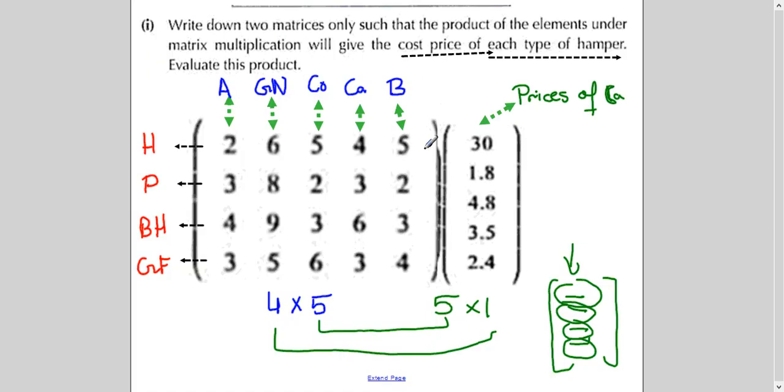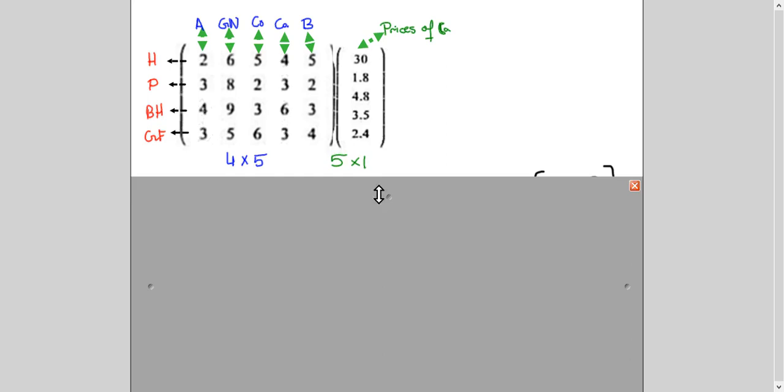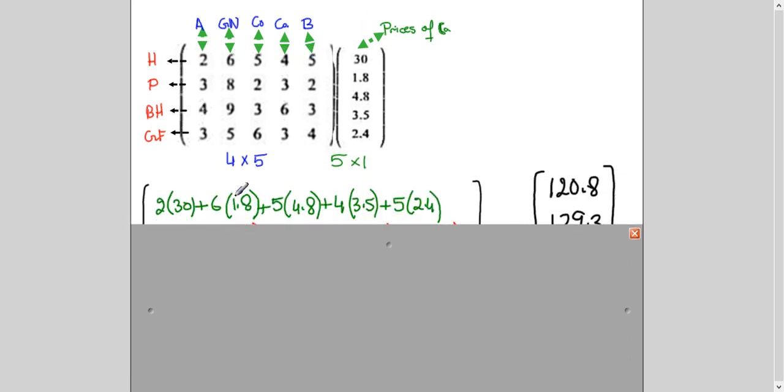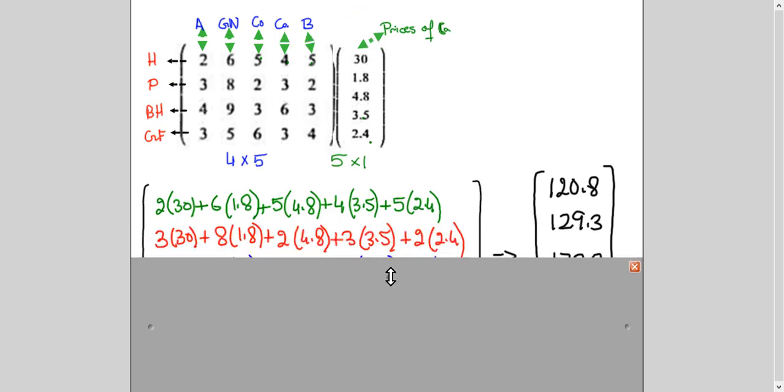Okay. Now the next part of the question is saying evaluate this product. So basically you have to find out, and after that we are simply multiplying. Now you need to understand how to multiply 2 matrices. First row with first column. So let's see here. You can see here 2 into 30 plus 6 into 1.8 plus 5 into 4.8, 4 into 3.5, 5 into 2.4. So first row with first column is done. Then second row with first column exactly in the same way, right?